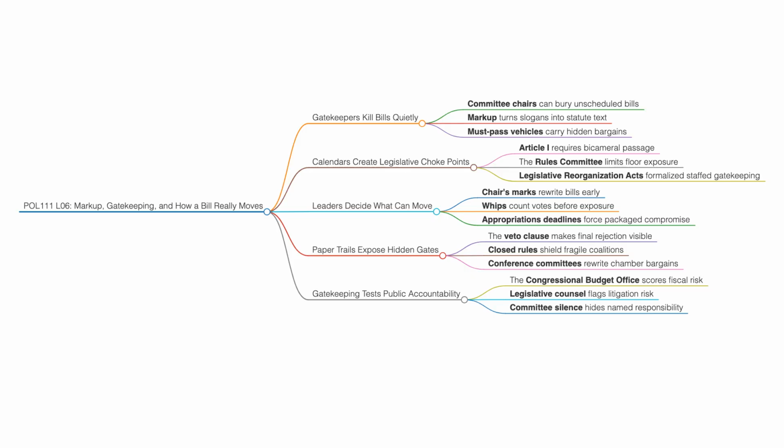Bills die because someone with jurisdiction chooses inaction. Bills mutate because markup exposes costs and loopholes. Bills ride must-pass vehicles because deadlines create bargaining power. Senate delay persists because the chamber rewards members who can raise the price of unanimous movement. None of this makes lawmaking noble or corrupt by default. It makes lawmaking procedural, strategic, and difficult to judge without close attention. That difficulty sharpens democratic accountability.